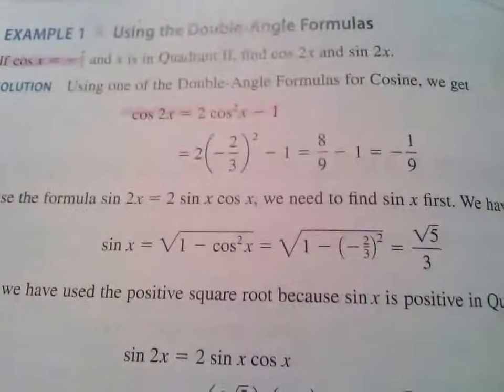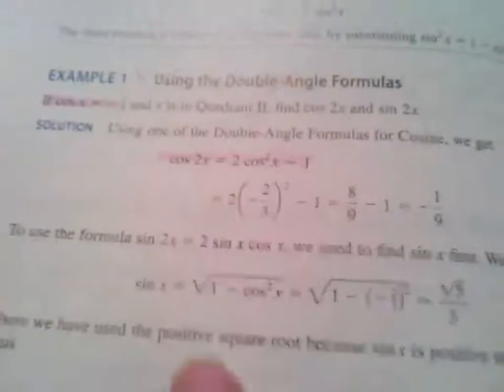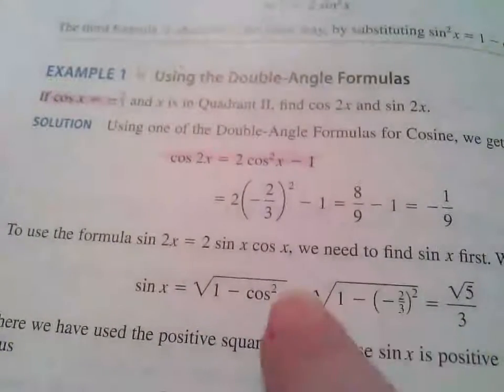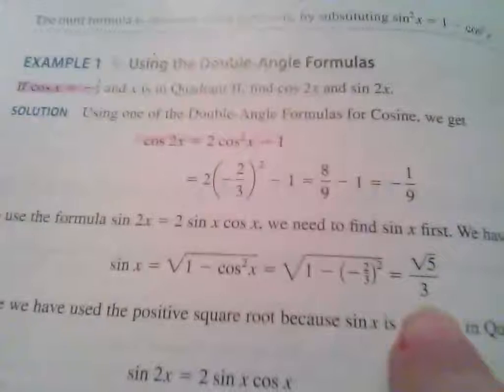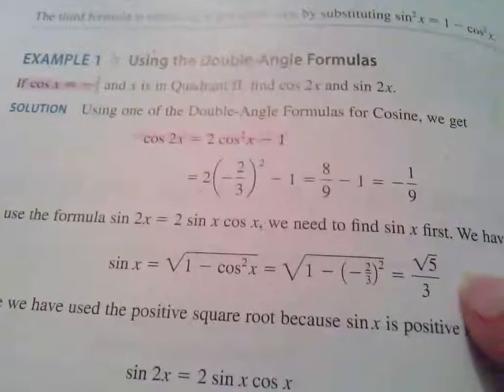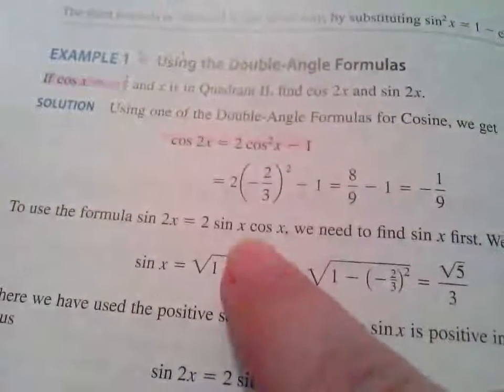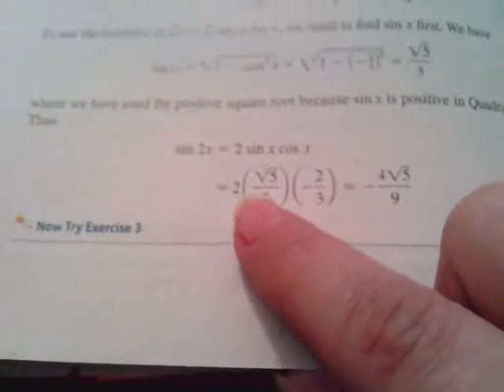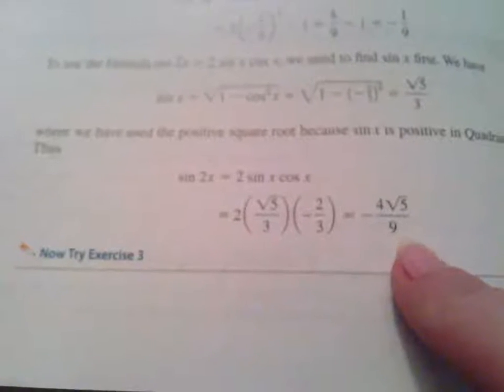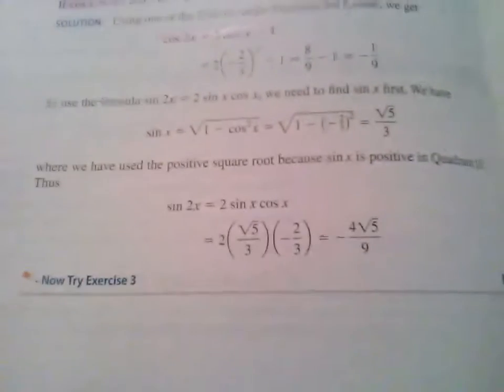Okay. So once you do that, then you can plug in your value for cosine, square it, subtract it from 1, and get your value for sine x. And once you have your value for sine x, you can use this value for sine x, this value for cosine x, plug them into here. Okay, so I would take sine x times cosine x times 2, and I get this. So it's a little more involved.